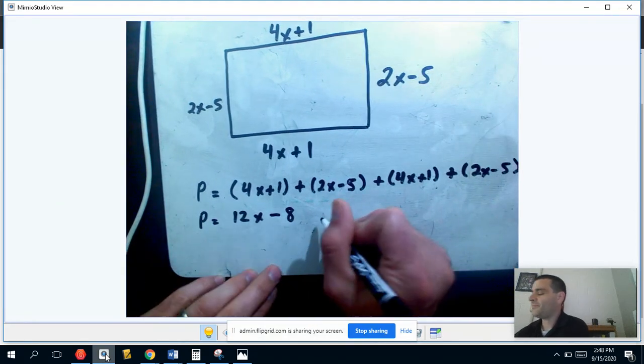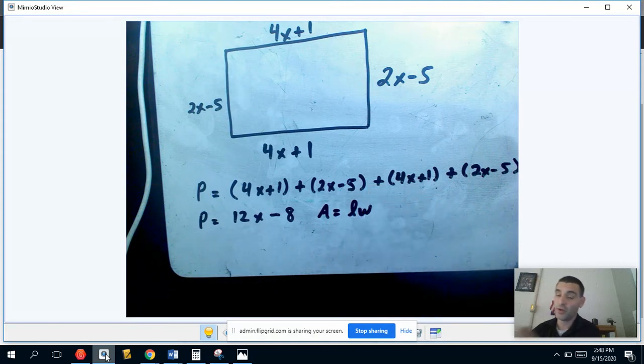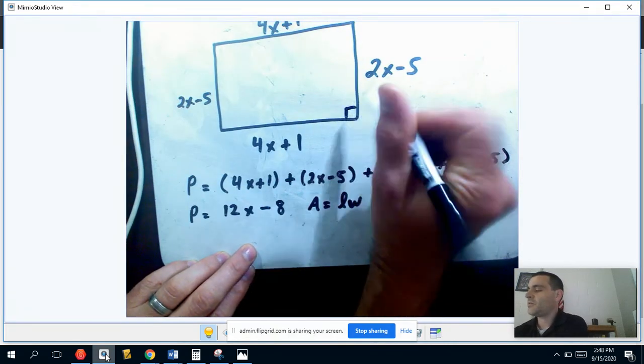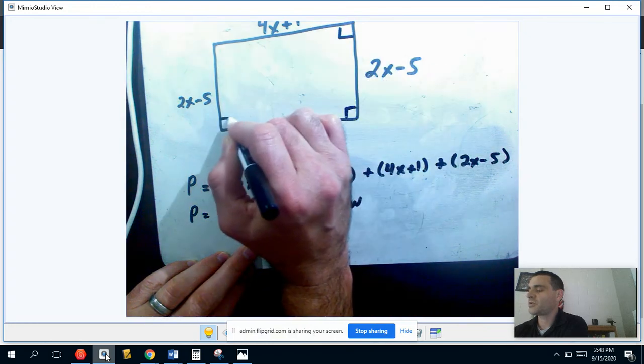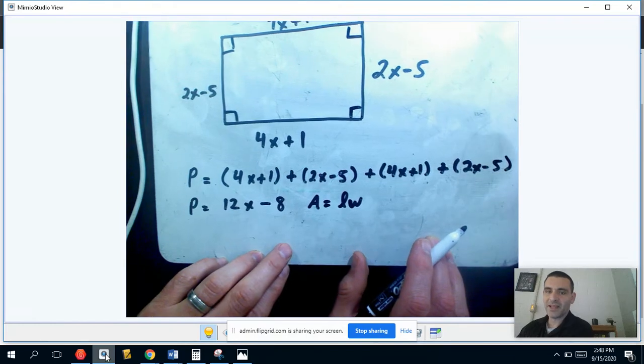Now the area is, for any rectangle, length times width. You're always going to multiply when you take the area. Now, there may be more to it than just simply multiplying, but there's always a multiplication there. So this being a rectangle, or we're told it's a rectangle here, to find the area, we're going to multiply length times width.